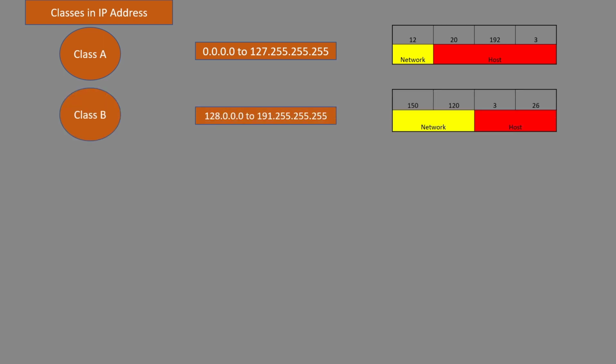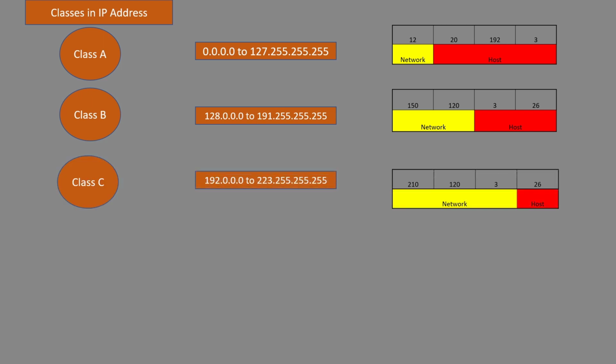In a Class B network, the first 16 bits are the network part of the address. In dotted decimal notation, that makes 128.0.0.0 to 191.255.255.255 as Class B networks. There are 16,384 possible Class B networks. An example of a Class B IP address is 150.120.3.26, where 150 and 120 are the network portion and the rest is the host part.